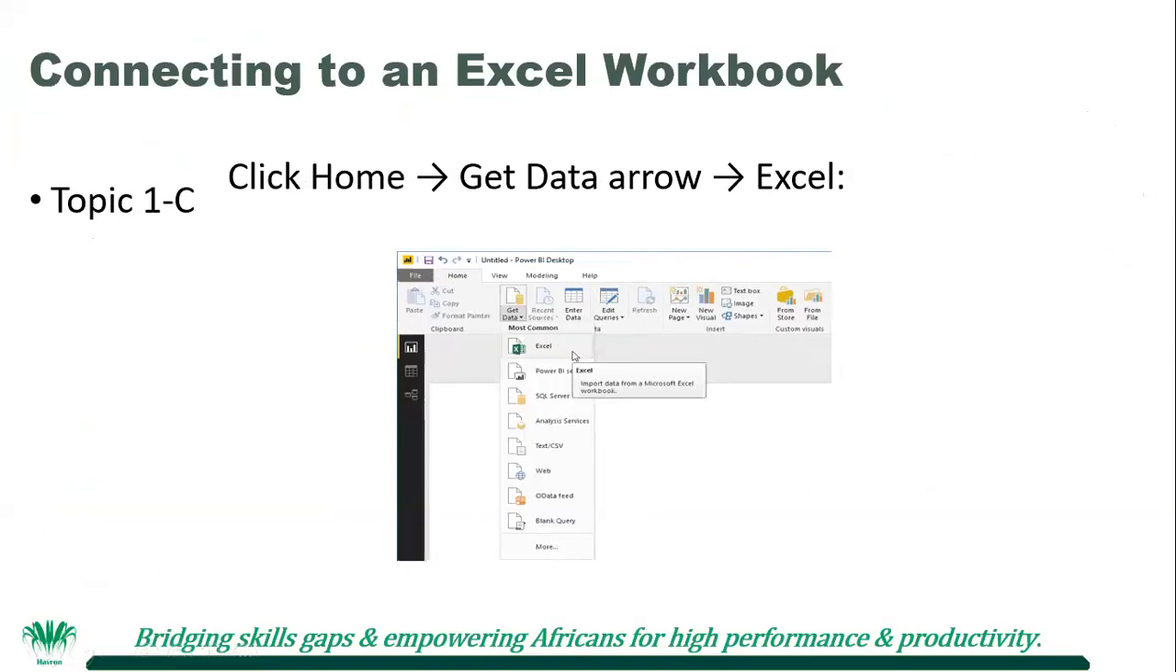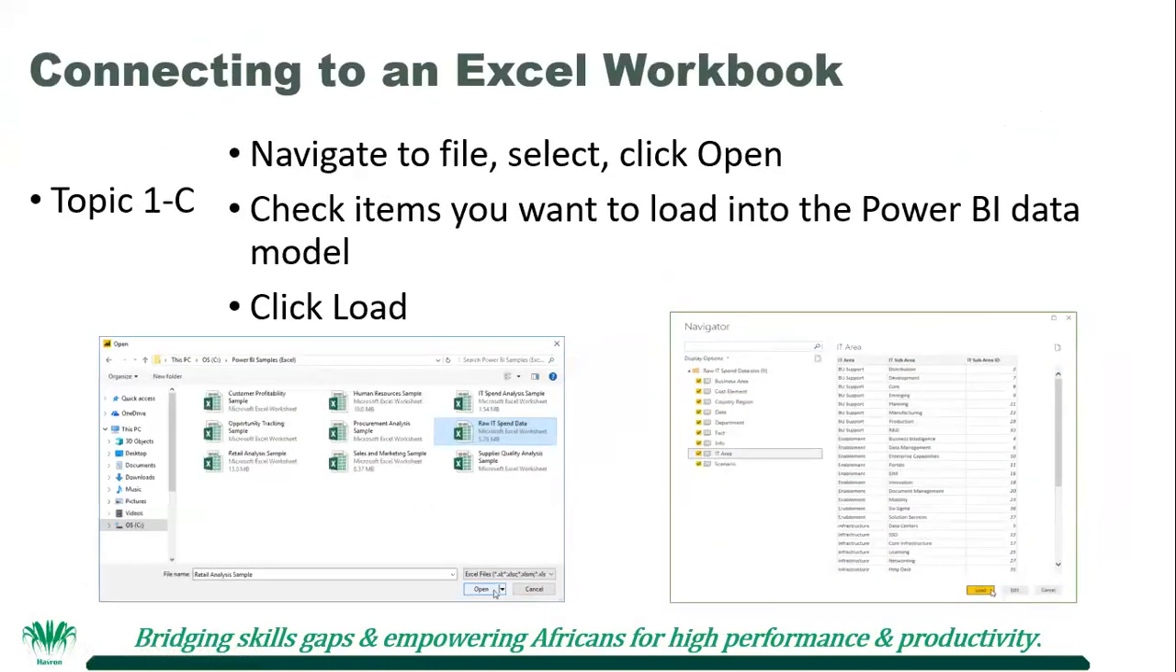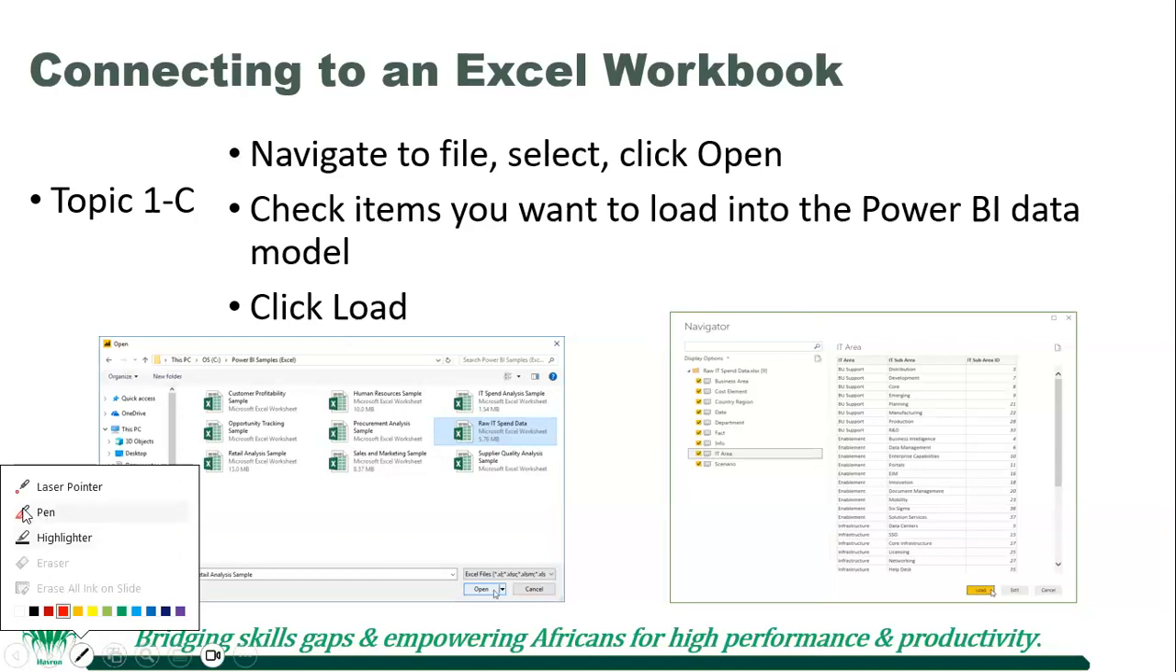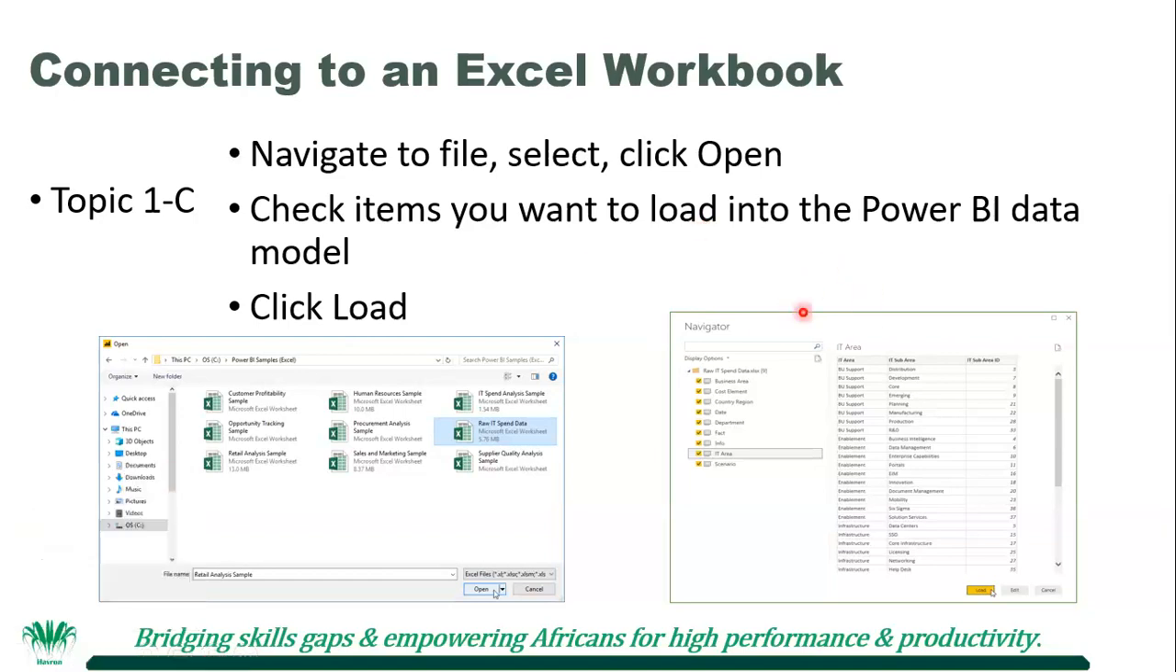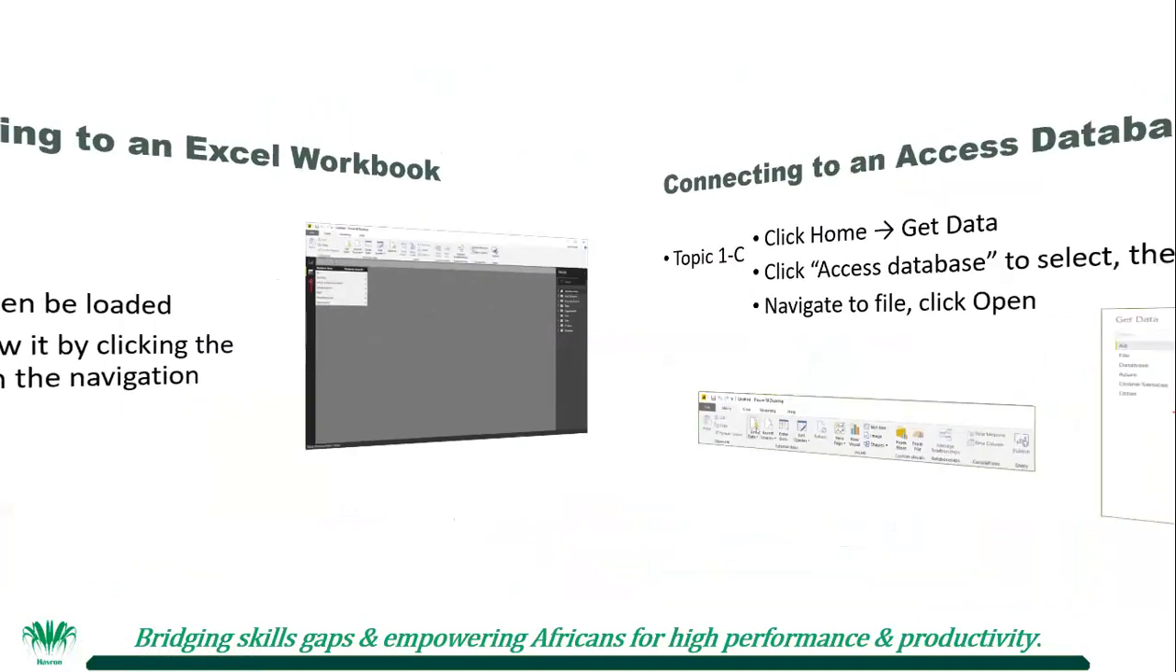So connecting to an Excel workbook, this is what we just demonstrated. As you are selecting over here, let me get my highlights. You can see my cursor, right? Yes. Good. So you can come over here. These are the different sheets contained in this particular workbook. So you can do that also. And then data will be loaded, just like we saw in the previous one.